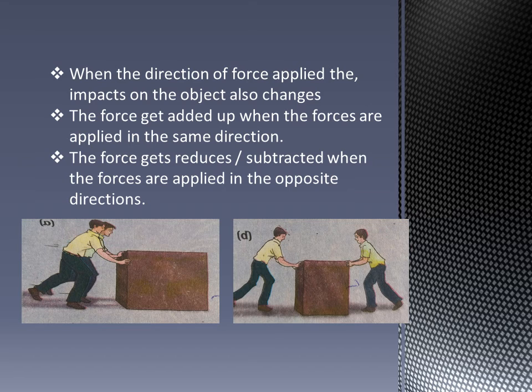First one is when the direction of force is applied, the impacts on the object also change. It means that when there is an object and the direction of force is applied, the impacts on the object also change. Whatever things in that object may change. It is not sure it will definitely change, but it may change.